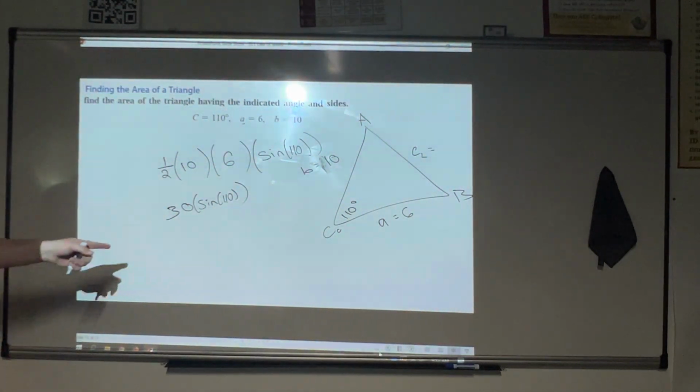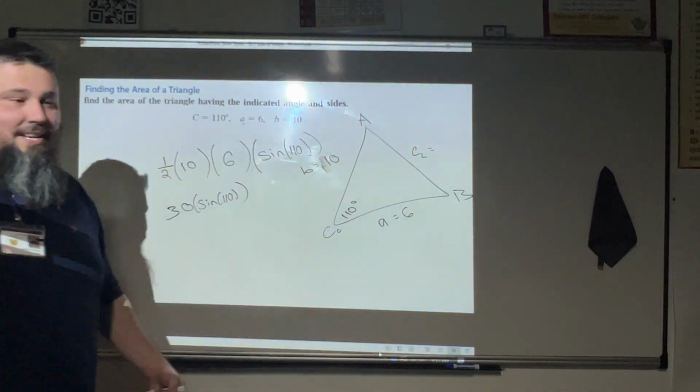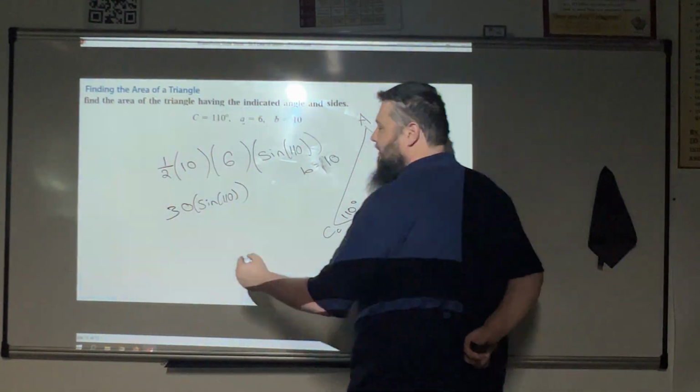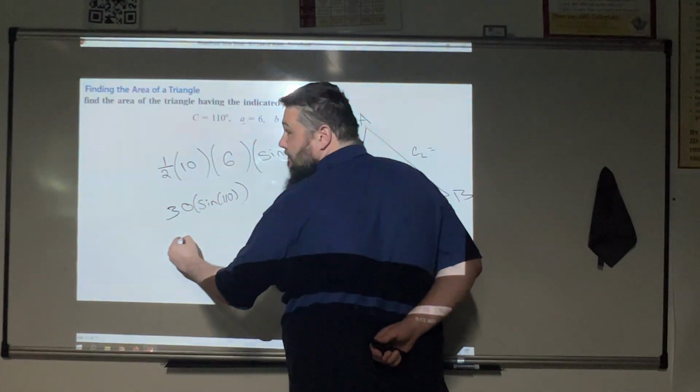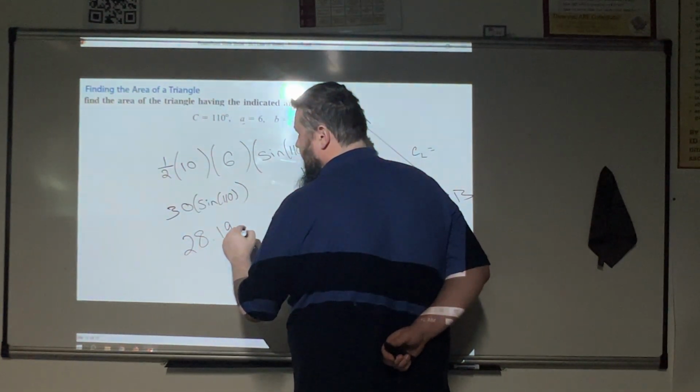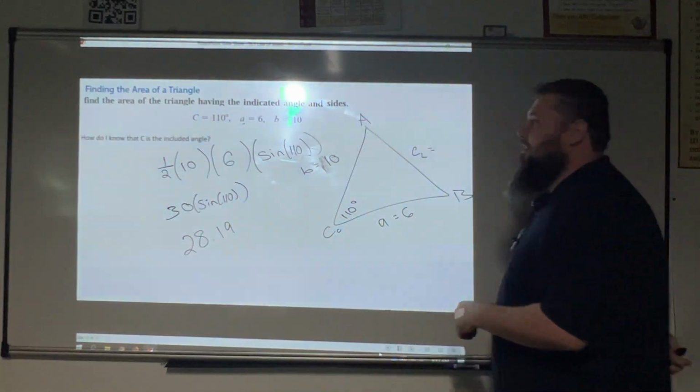So now we're going to do 30 times sine 110. Yeah, go ahead. Yeah, that's right. I know she was right. I just wanted her to say, I'm not looking for an angle. Why would I use that? What did you get for your final answer here? That's where we'll stop there.